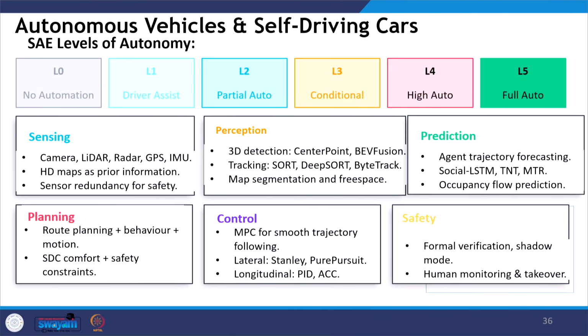Okay, if we talk about AI in autonomous vehicles, or say self-driving cars, then what are we doing there? Essentially we are sensing through sensors, we are having perception. Then we do the prediction, we have the planning, then we have the control, and in all these we take care of safety.